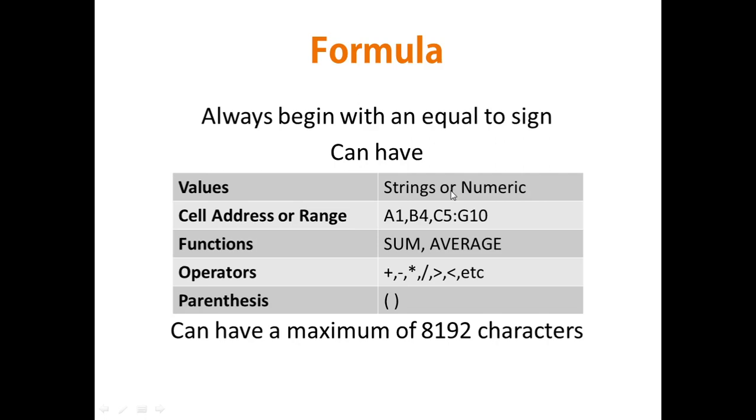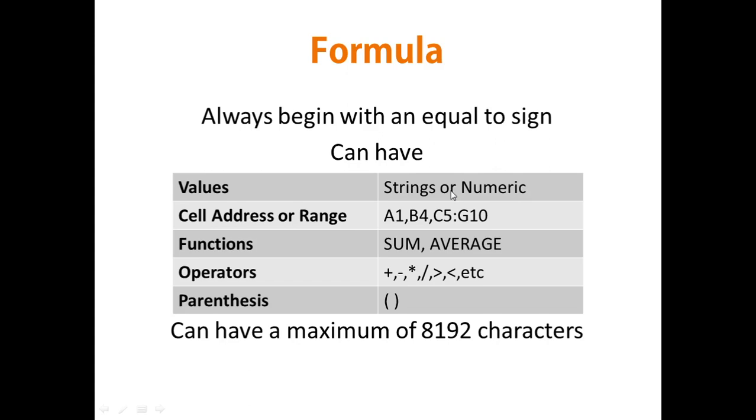Now functions are predefined formulae that have already been written inside Excel, so you can just use them. Then you have operators. Like in math, you have plus, minus, multiplication, division, etc. So in the same way, in Excel too, you have operators which perform different types of calculations. And the last type of data that you can enter in a formula is a parenthesis or a bracket. Now you can use all these types of data to create the formula that you require.